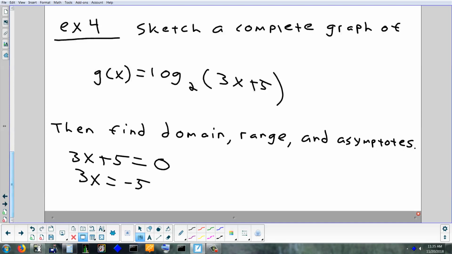So 3x equals negative 5, x equals negative 5/3. There's your vertical asymptote. Questions on that?